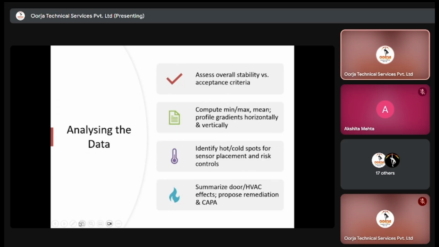Right. Now, next is to connect the data logger to real world events, and summarize the effect of door opening or HVAC cycle. So if any door opening or power failure is happening, we should have the appropriate remediation to control these things, and we should take appropriate CAPA. So these are basically the outcome of the mapping and further actionable things.